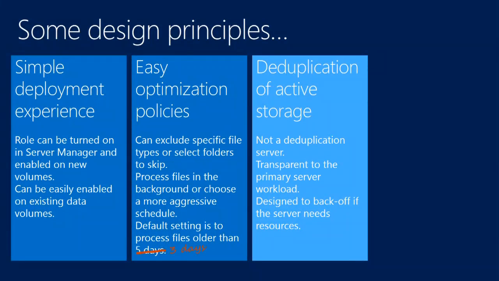Another design point for this is that this is not a deduplication server that looks to your primary storage and deduplicates it. This is your primary storage. It runs on the primary storage. Going back to that architectural view of our vision of storage on Windows Server, it's the scale-out file server, or the file server that holds the data for your application service to operate against. That means it needs to be transparent to the primary server workload. It also means that we have to be able to back off when the server needs resources.